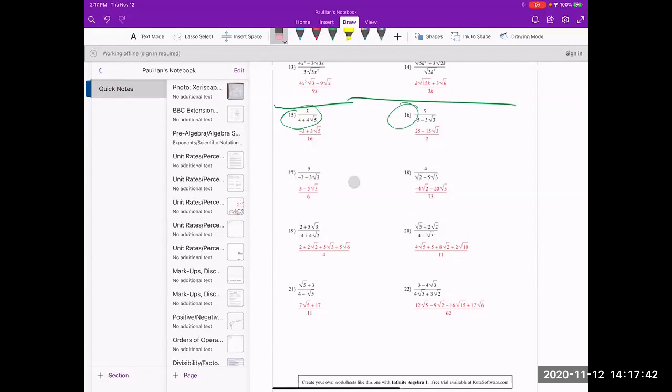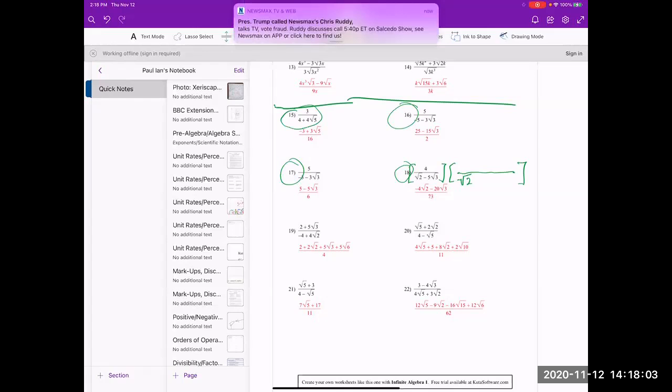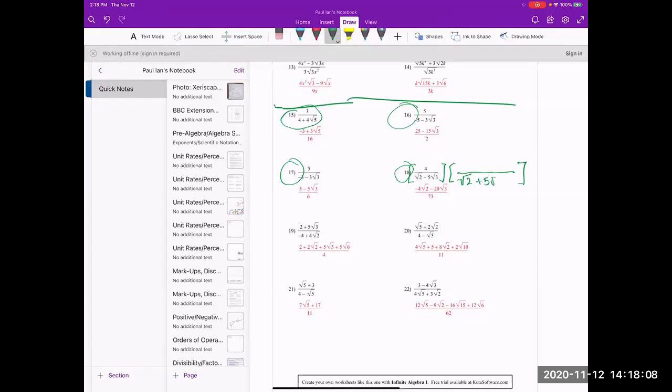Let's do number 18. Okay, so again, you times it by the what? The denominator. The conjugate, right? Yeah. So root 2, still the same, and then what? And then minus plus 5. Plus 5 root 3, okay. And then so root 2 plus 5 root 3, right? Yeah. Okay. And then you distribute and you try to factor something out.